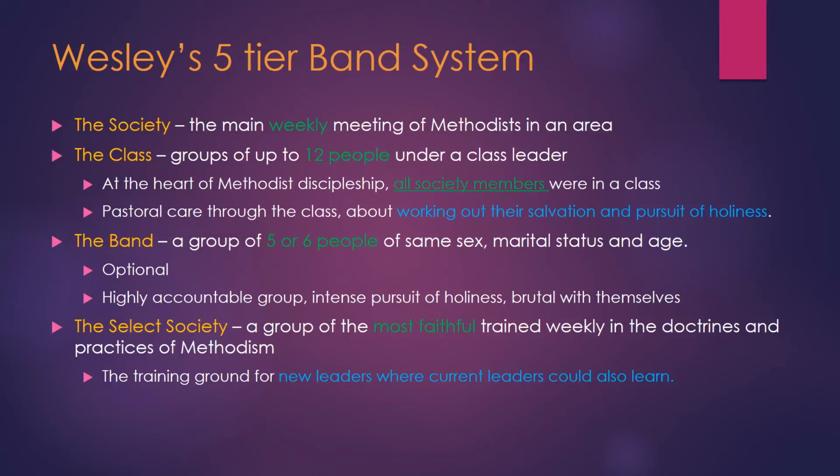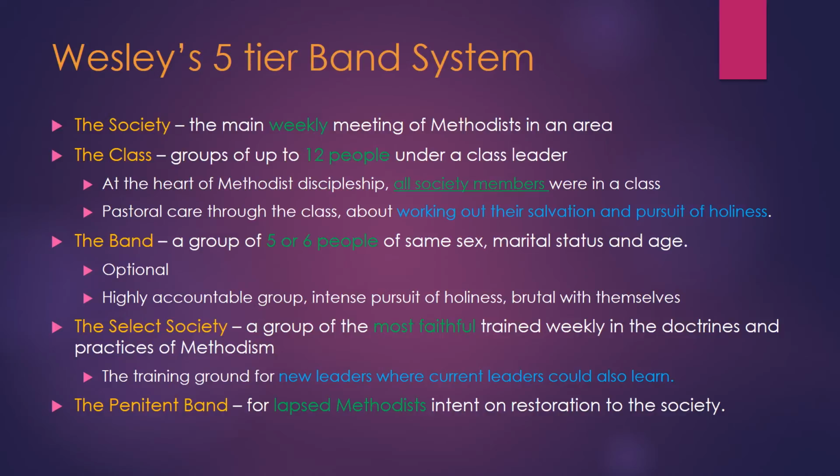And then finally, there was another piece for Wesley's group, which was the penitent band, which was for lapsed Methodists. So the rules for Methodists were pretty strict. We maybe aren't as strict as Methodism used to be, but if someone was fine and then they started being an alcoholic, their membership would be revoked and they'd be put in the penitent band if they wanted to rejoin, if they wanted to become a member of the society again.